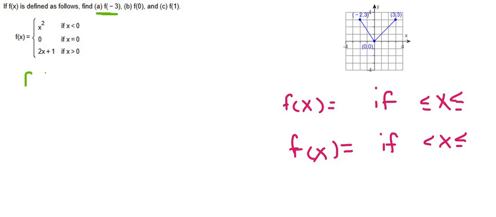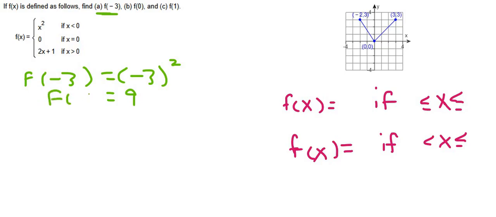And that means that f of negative 3 is going to equal negative 3 squared. Make sure you put that in parentheses. Negative 3 times negative 3 is 9. We'd have the point negative 3 comma 9 if we needed to graph that.